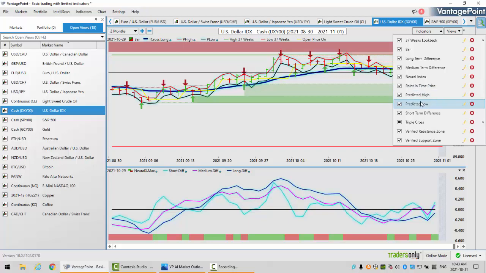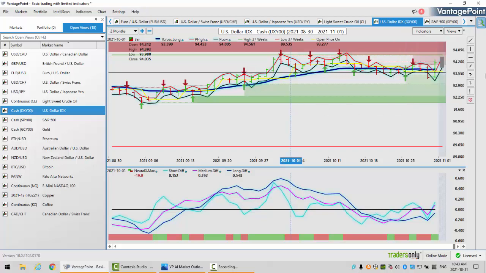We're using the predicted high and predicted low, the triple EMA cross, but you'll notice with the triple EMA cross for this week's presentation, because we're coming into such a volatile week, I've removed the T cross short and medium, and we're sticking with the long-term pivot area, that T cross long. And of course, the very popular verified support and resistance zones to make sure that we're identifying major price action failure points.